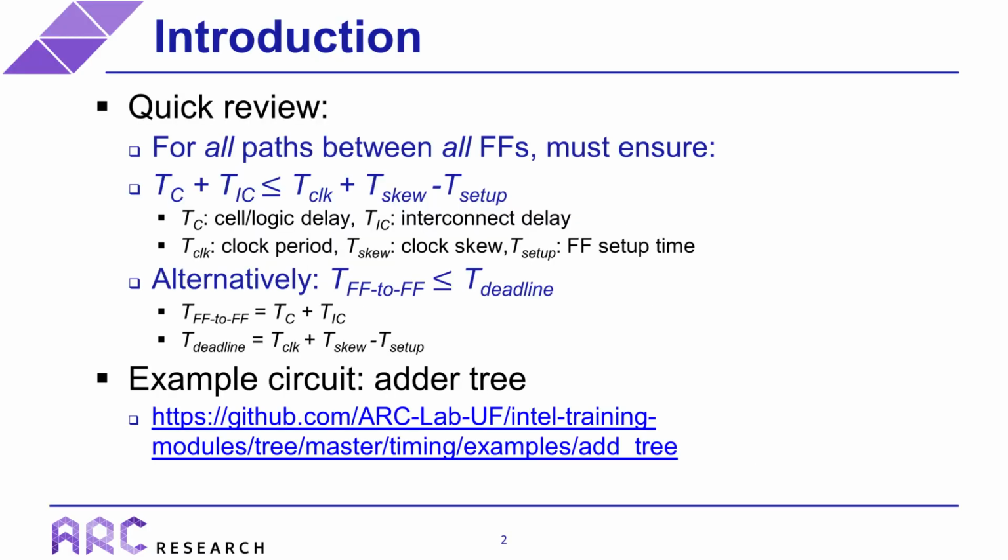First, let's quickly review the important details from the previous presentations. When performing timing optimization, our goal is to ensure that timing constraints are met for all paths between all flip-flops. Now, a timing constraint is met when the sum of the cell and interconnect delays is less than or equal to the sum of the clock period and the clock skew minus the flip-flop setup time. Or a simpler way of thinking about this is that we want to ensure that the time between flip-flops is less than or equal to a specific deadline.